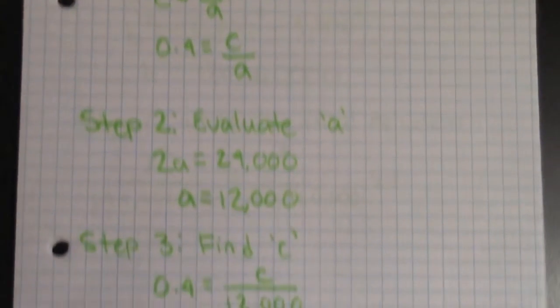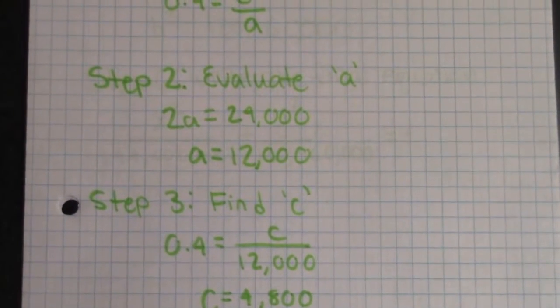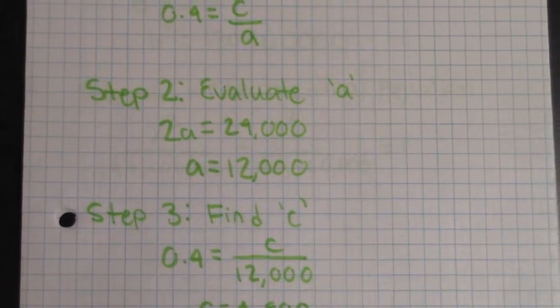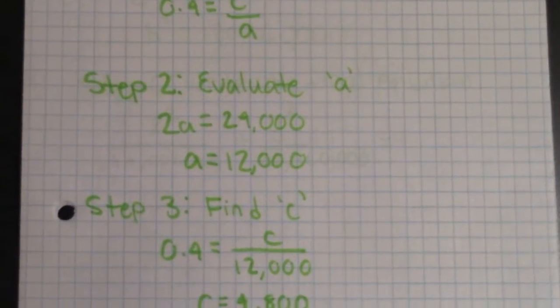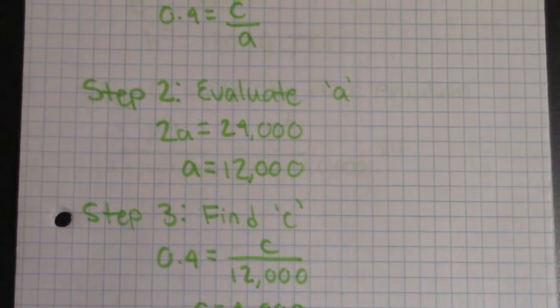Next, let's evaluate A. They gave us our major axis, which was 24,000. We know our major axis is 2A and not A. We can't forget that. So we need to divide 24,000 by 2 to get A. So A will be 12,000.